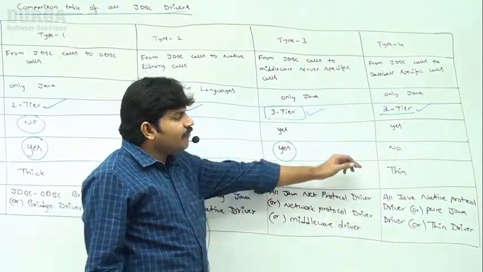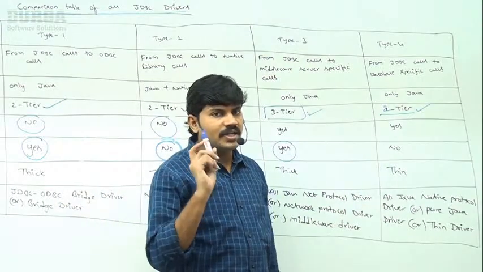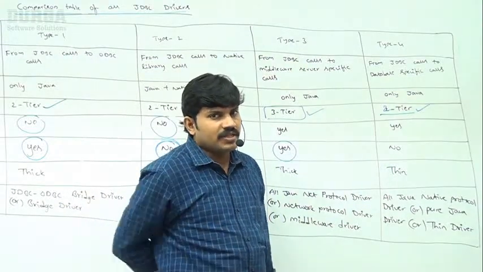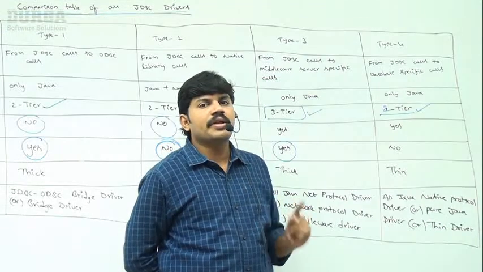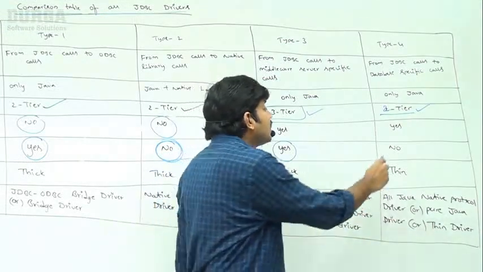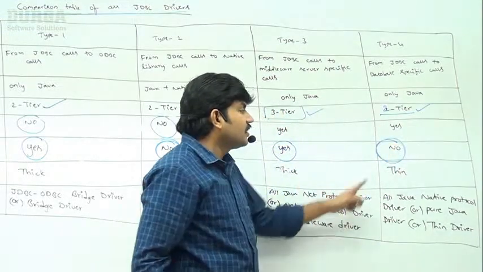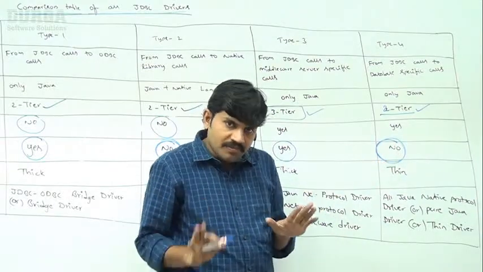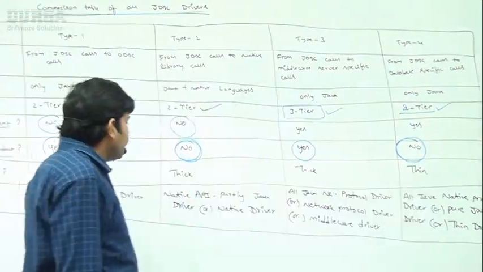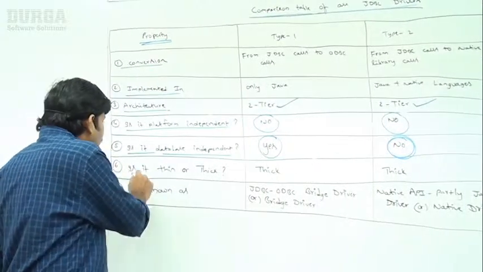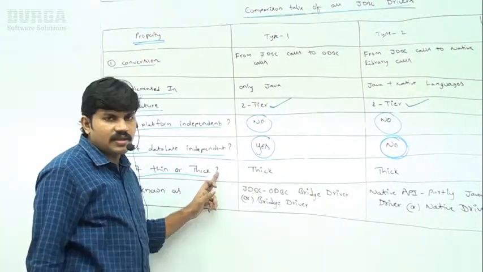But type 4 driver, sir, the only limitation with the type 4 driver is that it communicates directly with the database. That's why it is a database dependent driver. It is not an independent driver. Clear for all of you, right? Okay, that's all. Next, sir, is it thin or thick?